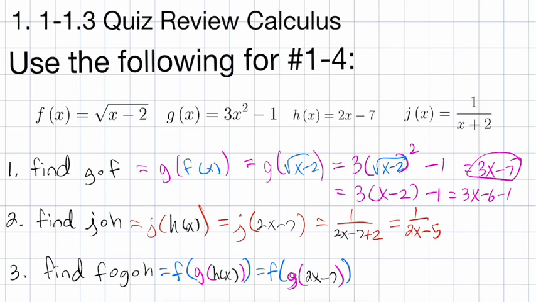Okay, and then I'm only going to go 1 layer out, so I'm just going to plug that into my g function. When I plug that into the g function, I get 3 times the quantity of 2x minus 7 squared minus 1. Let me make that look a little nicer: 3 times the quantity 2x minus 7 squared.